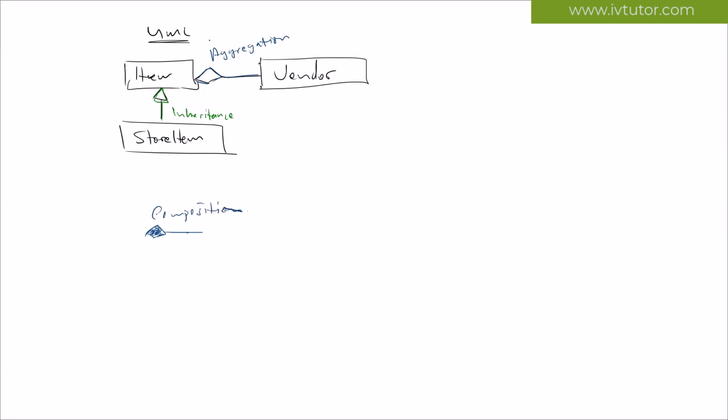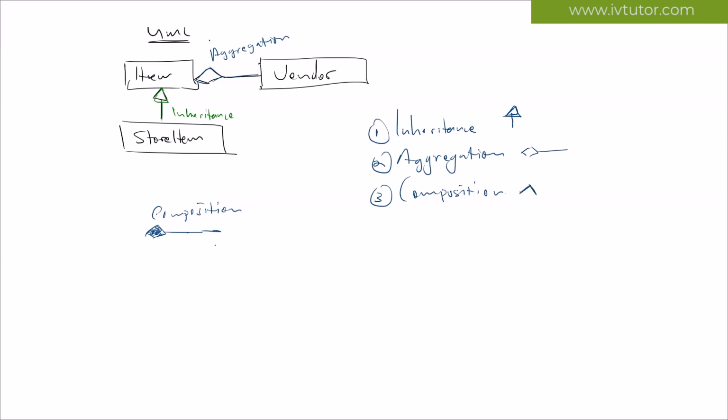So we are always going to be looking at these types of relationships. Number one, inheritance. Number two, aggregation. Number three, composition. Inheritance, there. Doesn't matter which direction. It's a triangle. Aggregation, there. Composition, there. Solid. Clear? Yes.